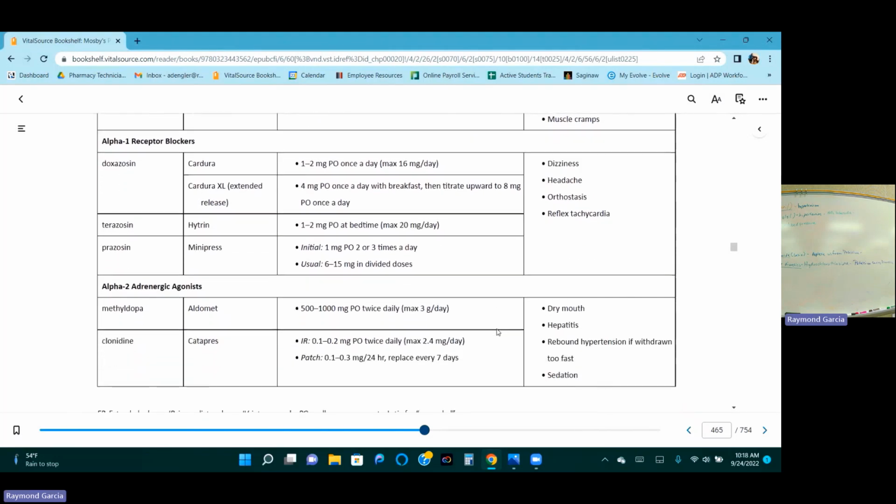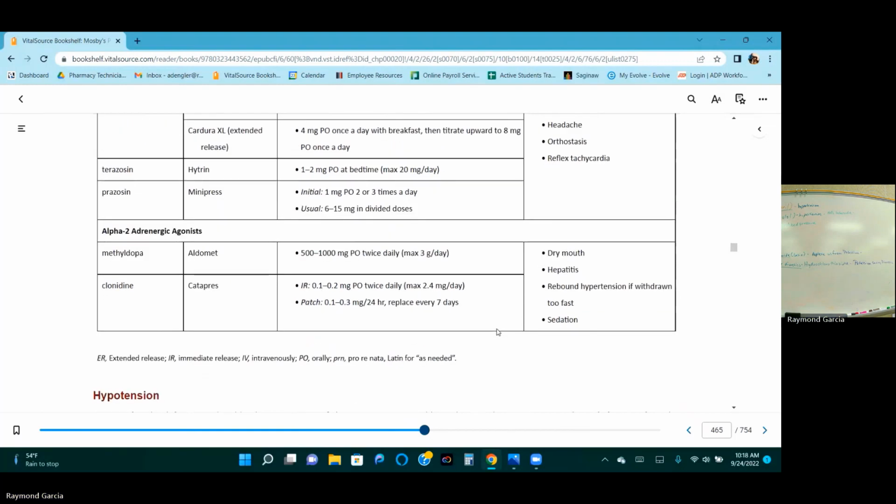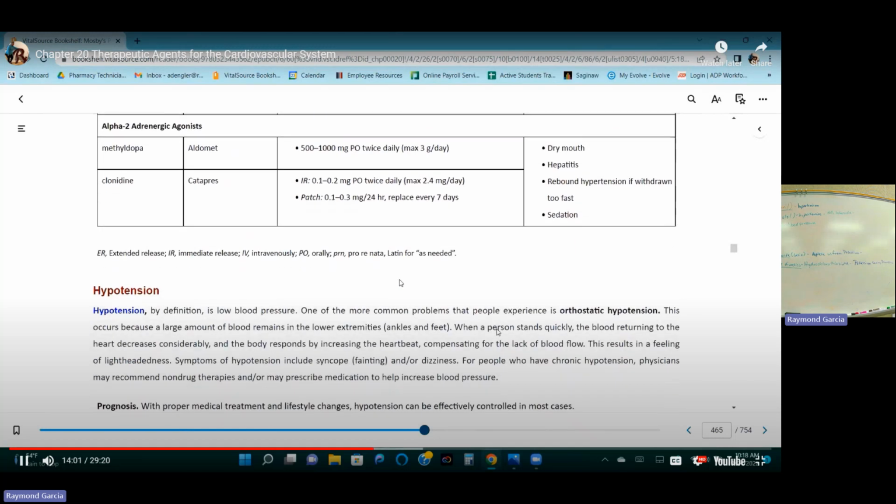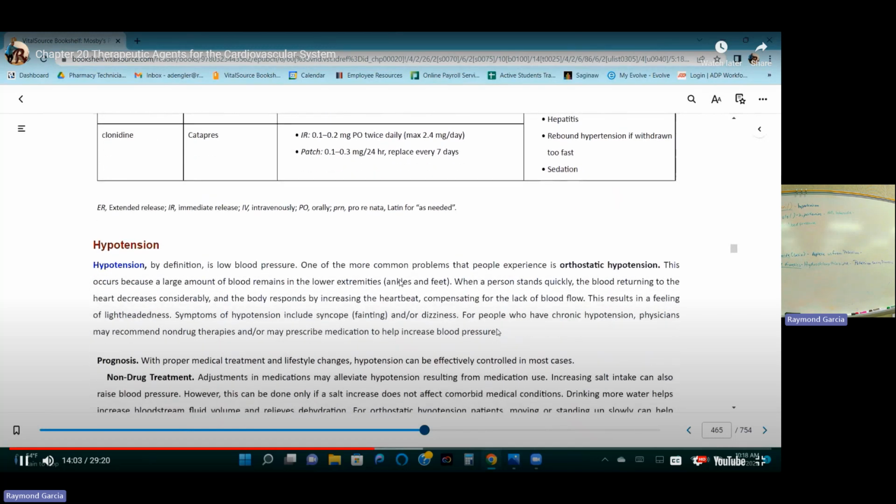Alpha-1 receptor blockers, which we talked about not in this chapter, but in other chapters: doxazosin, terazosin, and prazosin. Those are all used for heart conditions, and they can be used for BPH in males. Alpha-2 adrenergic agonists like Aldomet and Catapres.